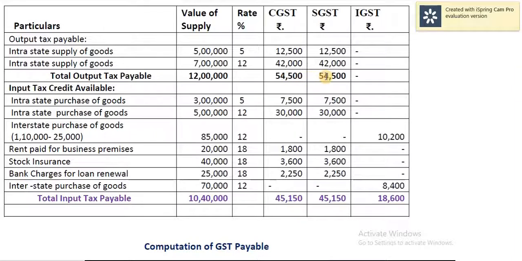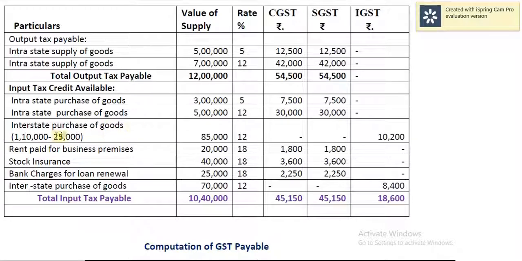The total is 54,500 CGST, 54,500 SGST. No IGST. Input tax credit available. Intrastate purchase of goods, 3 lakh into 2.5% each, so 7,500 and 7,500. Intrastate purchase of goods again, 6% on 5 lakh, CGST 30,000 and SGST 30,000. 6 plus 6 is equal to 12%. 30 plus 30 is equal to 60. 5,000 into 12 is equal to 60,000.